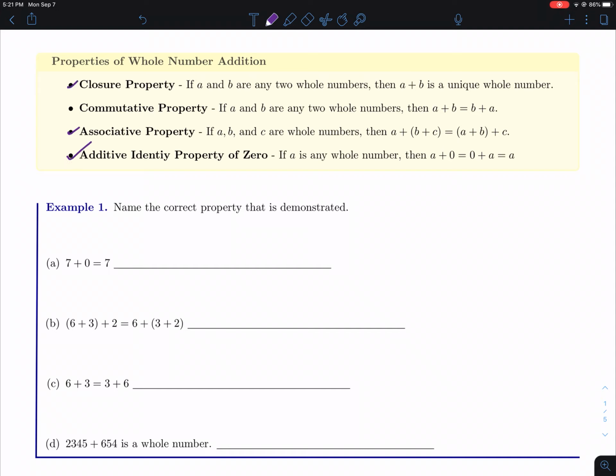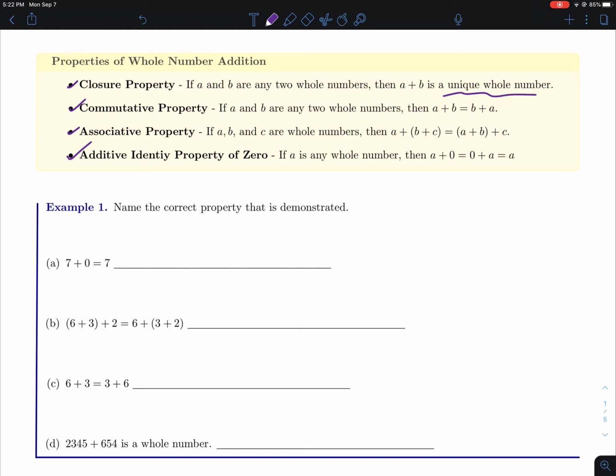So closure property, really what that means is if you take 2 whole numbers and add them together, then you're going to get another whole number. So the idea is I can't add like 1 plus 2 and get 4 thirds or something like that. I'm not going to get a fraction. So I'm always going to get a number that's also a whole number. So that's kind of the main thing with that one. So again, if you add 2 whole numbers, you're always going to get a whole number as your answer.